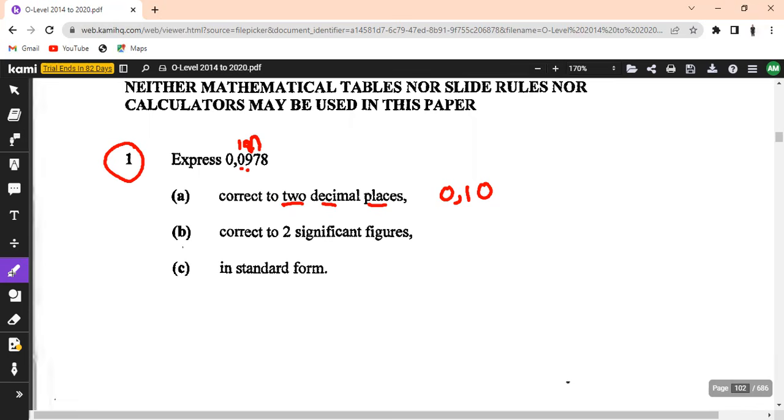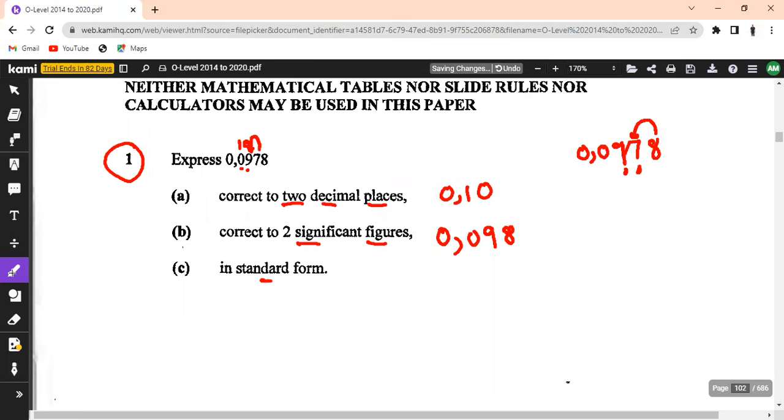Okay, to 2 significant figures. Remember, significant figures start from the first non-zero digit. From 0,0978, the first such digit that we have is 9. So we're going to have 1, 2. So this 8 is going to change this 7 into 8. So it's going to be 0,09, and this 7 is changed into 8. So that's what you're going to have.